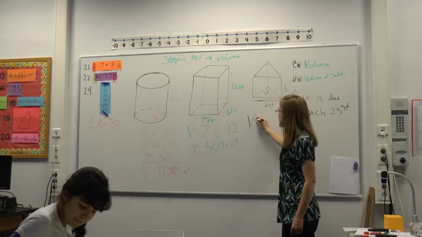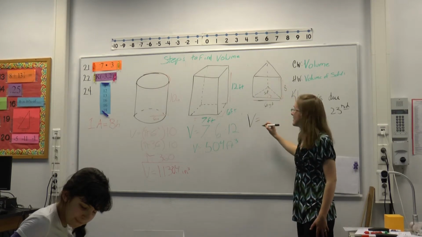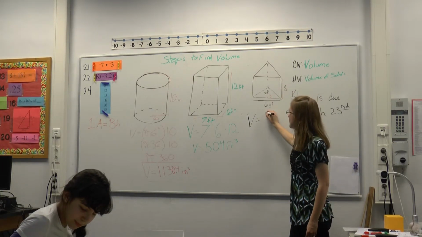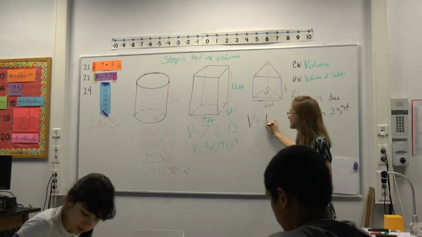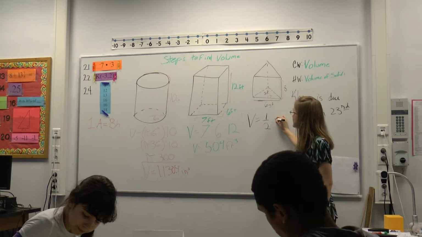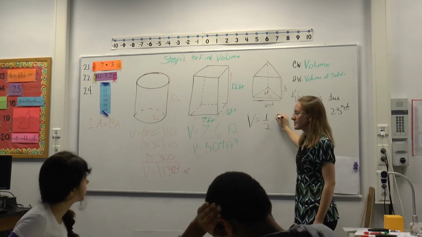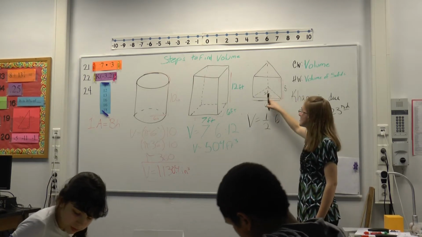Alright, so our volume formula, we plugged in the numbers. We need the area of this triangle. What was that again? Alright, and their base is 6, and the height is 2.